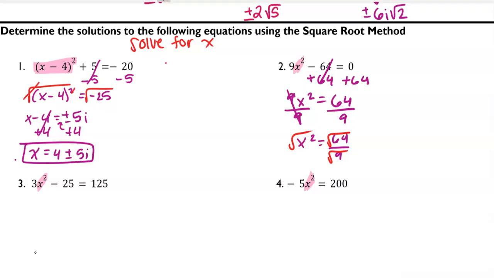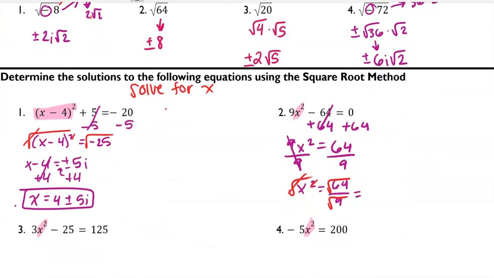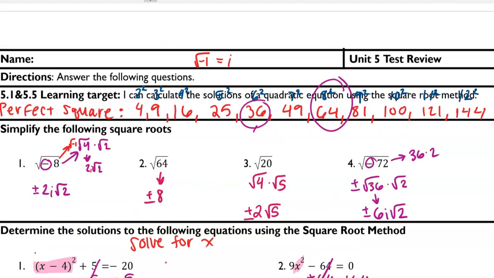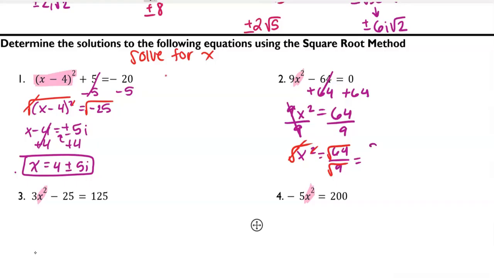Now, when we take the square root of a fraction that cannot be simplified, we'll take the square root of the top divided by the square root of the bottom. Now we have a nice, easy simplification here. The square root of 64, as we wrote up here, is 8. And the square root of 9 is 3. Anytime we take the square root, we need two solutions, plus or minus. So our final answer is plus or minus 8 over 3.